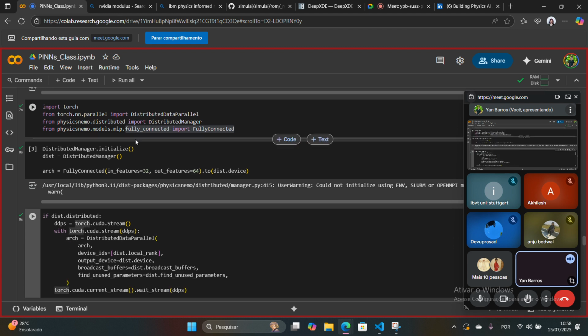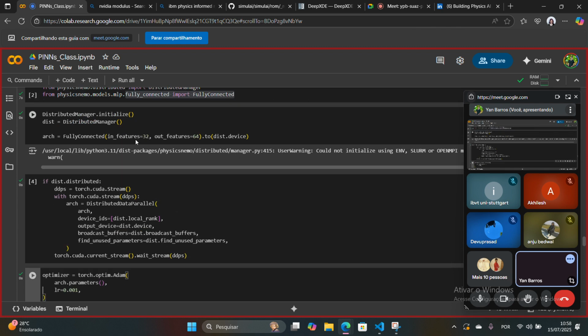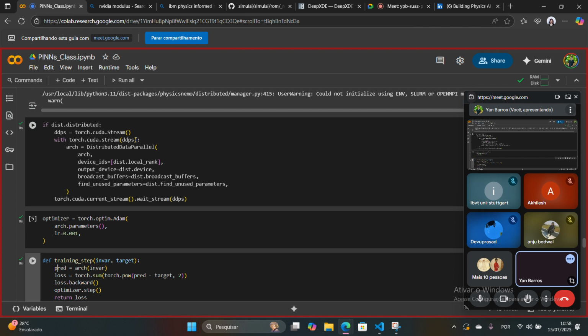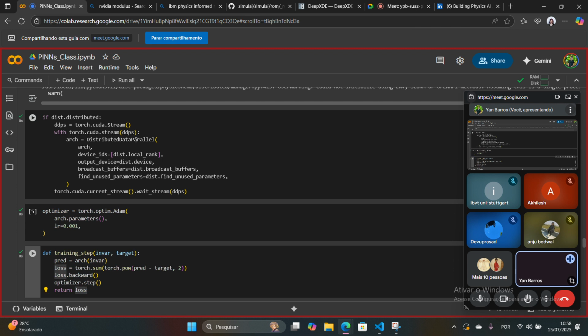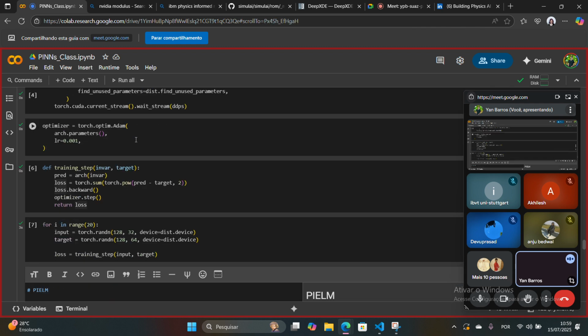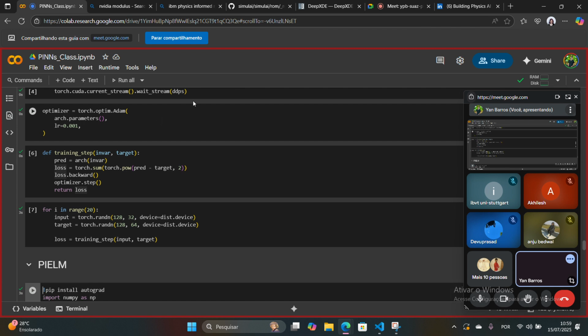Then we do the training here. We have the distributed parallel, we have the device IDs and output device. We set the parameters here. We load the optimizer. And then we have the training step, where we do the prediction and compute the loss. So it's like training a simple neural network. But the main concept here is that we can load the architectures inside of this Physics Nemo package. So it's a really useful thing. We can explore more. I will go deeper into these fields.